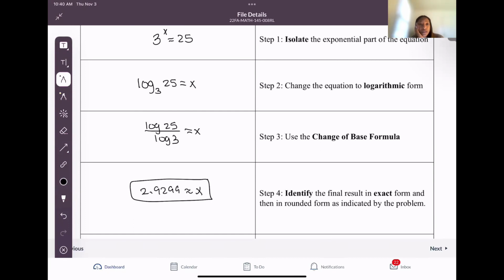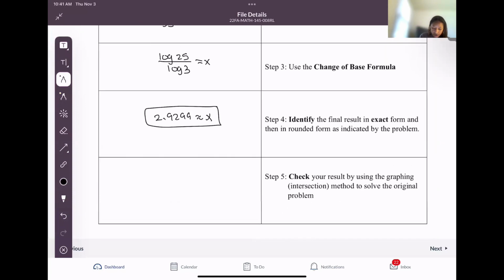And that's it. Okay, so in order to use this method, instead of taking the log of both sides, you need to convert from exponential to logarithmic form. You're going to have problems where you have to convert back and forth between the two. If you're really good at converting to logarithmic form, then boom: logarithmic form, change of base, calculator. 3 steps.